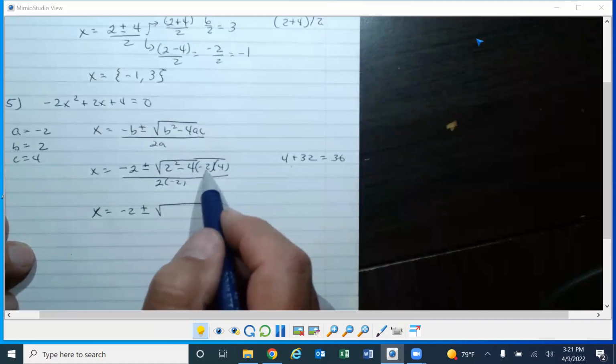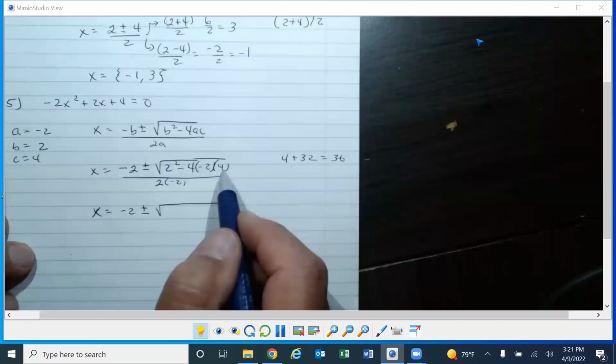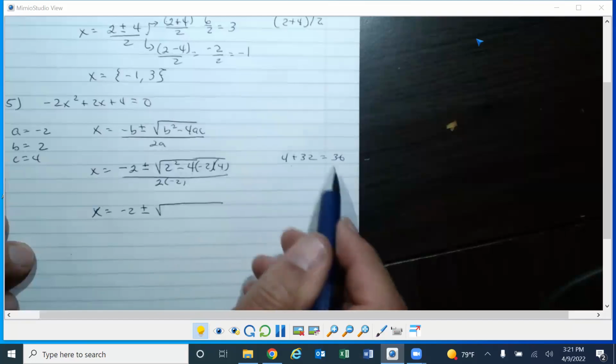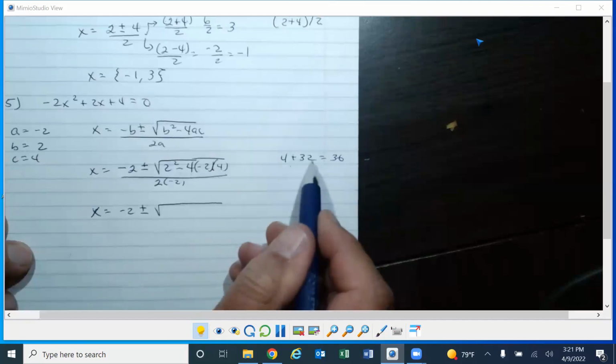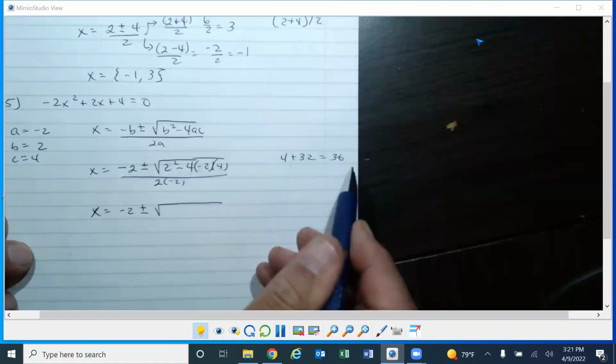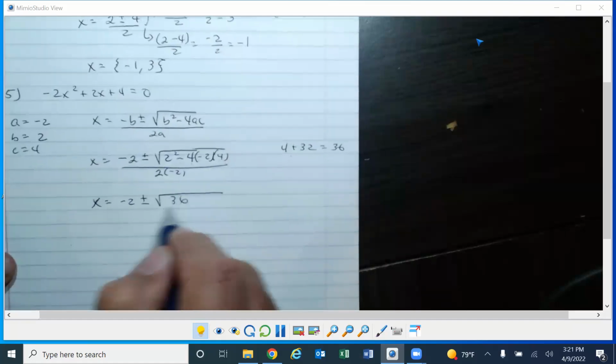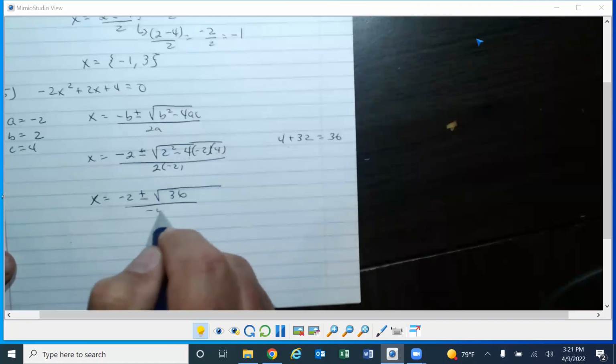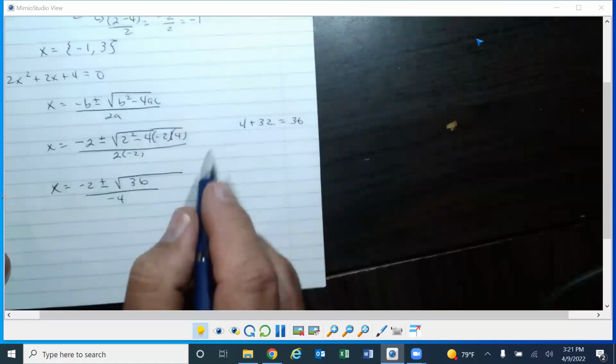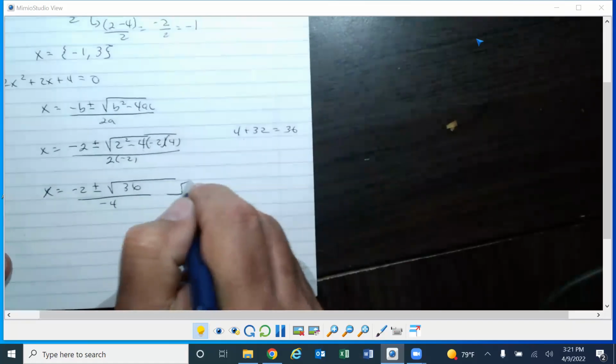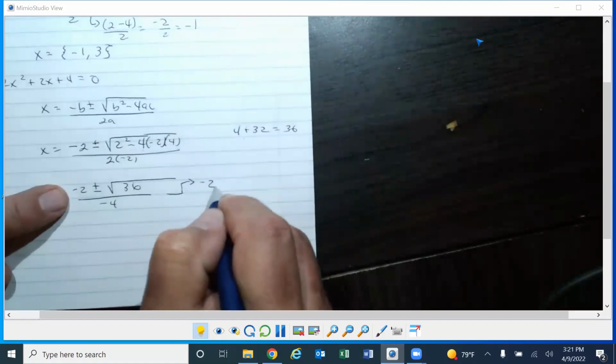4 times 2 is 8, and 8 times 4 is 32. So in 32, since they're both negative, it is a positive, and that's a 4. So that's why it's 36. All over, that's -4. This is very similar to what we just saw. So here we go. That's going to be -2.